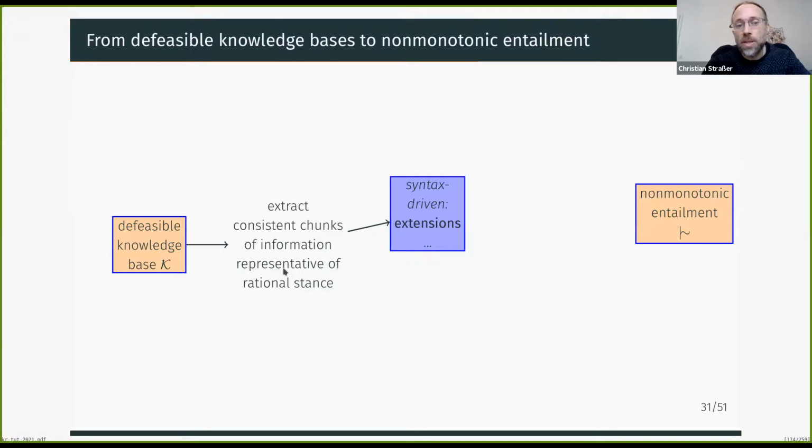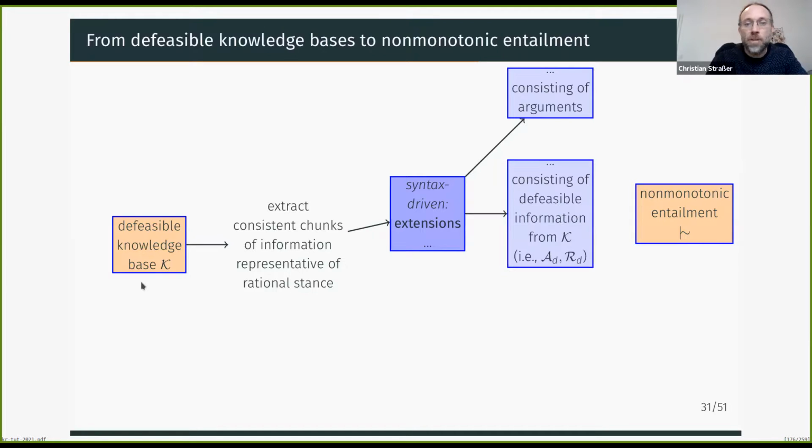So you have syntax-based approaches, which build extensions. That would be the argumentative approach, with arguments built on the basis of this knowledge base. So it would be sets of arguments, and consistency would be cashed out in terms of, for instance, Dung-style argumentation semantics. This would be the consistent chunk of information.